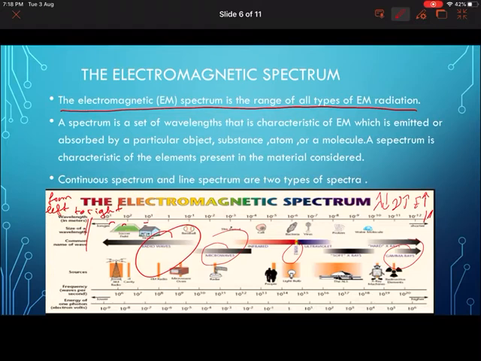Why? Because we know that there is a relation between frequency and lambda: they are inversely proportional to each other. So the frequency nu equals c over lambda. If lambda decreases from left to right, it means the frequency increases and hence the energy increases as well. E equals h nu. That tells us that the energy is directly proportional to the frequency. And the frequency is inversely proportional to lambda.